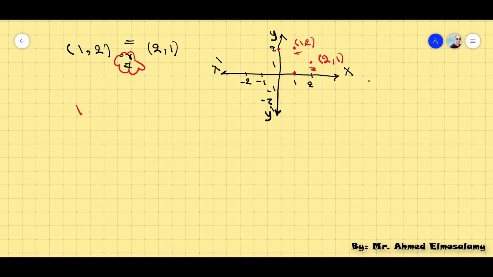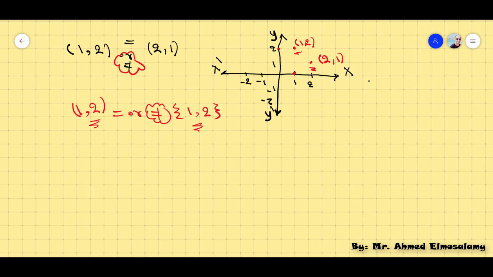Like 1 and 2, is the ordered pair equal or not equal to the set 1 and 2? Very good. They are not equal. Why? Because the ordered pair is not equal to the set.